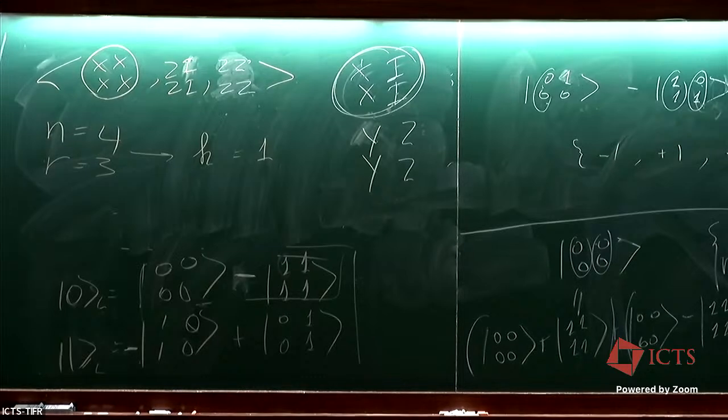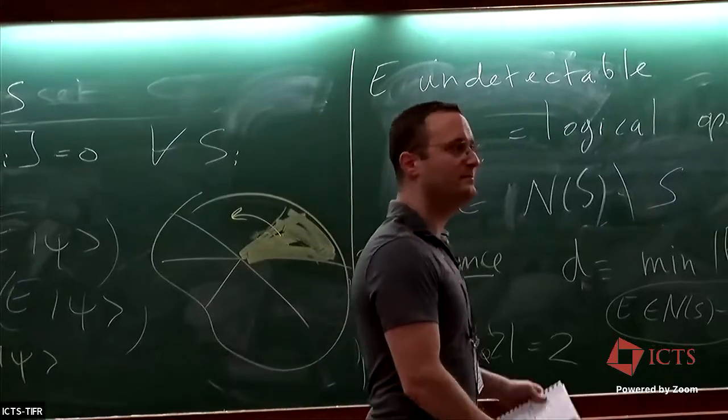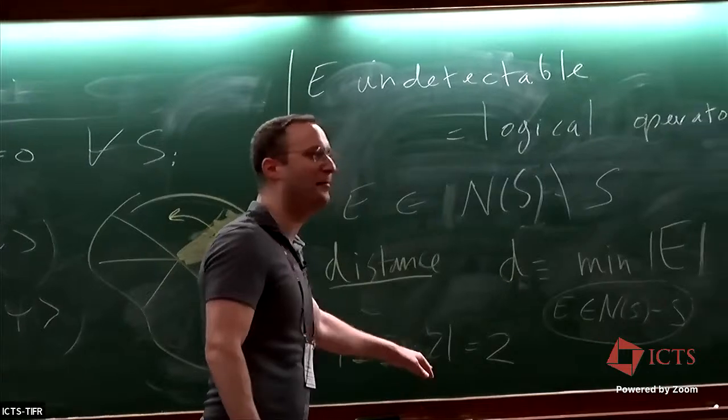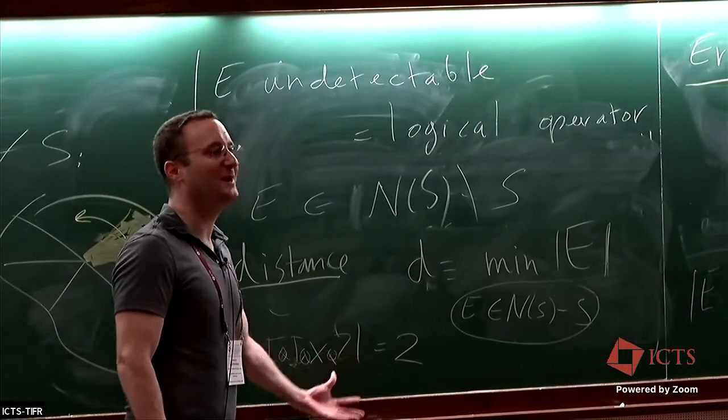Okay, I gave this example. If my E is I times X times Z, the weight is 2. Another naive question: why is this the distance? It's the smallest number of operators that the environment has to apply to ruin my logical state.